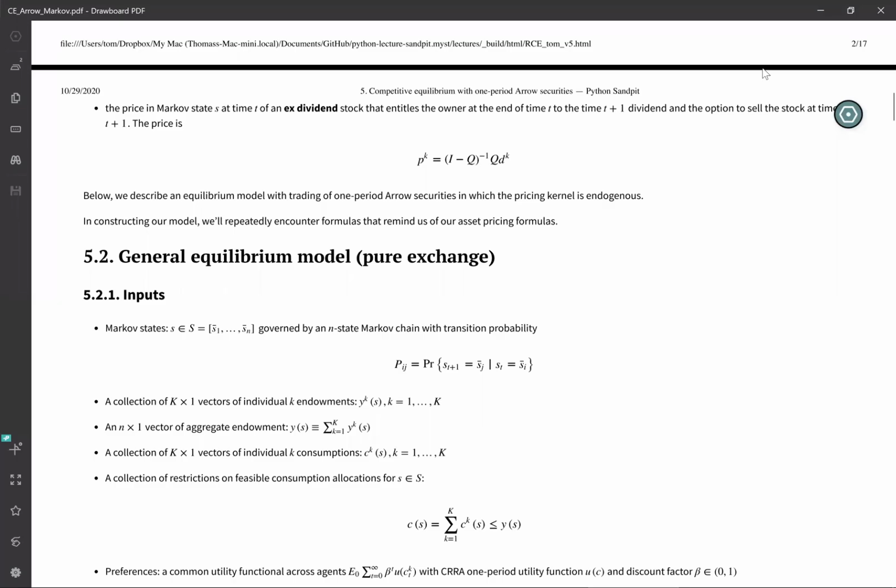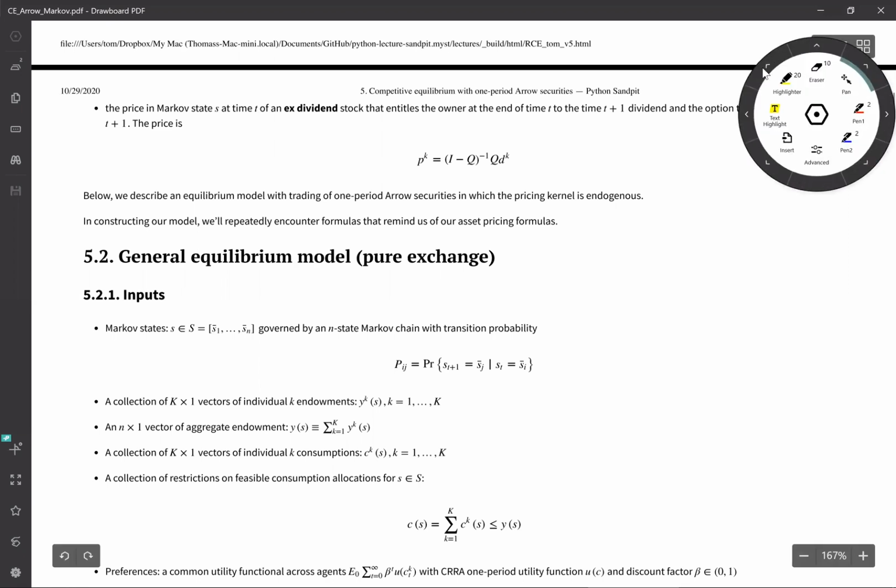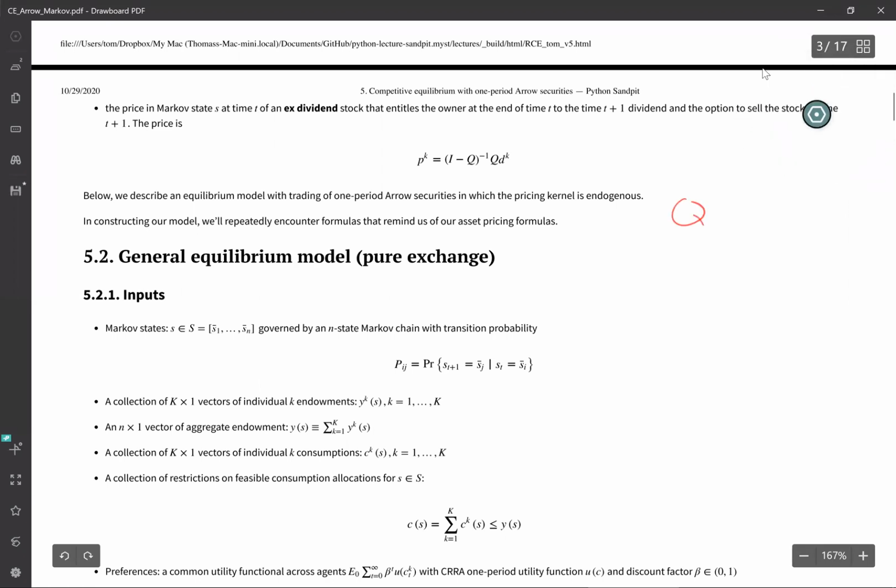Okay, so now we're going to pursue our endeavor of computing an equilibrium, a general equilibrium, in a Markov setting with one period Arrow securities being traded, complete markets in Arrow securities. And one way we're motivating this is we're going to create a theory of Q, which is our n by n pricing kernel, Arrow securities prices.